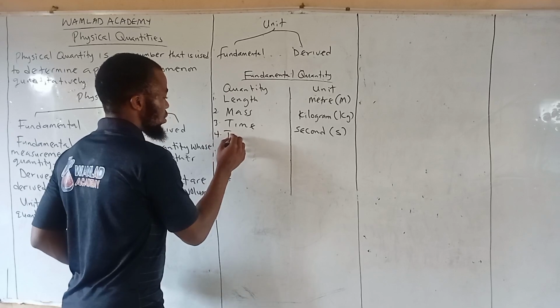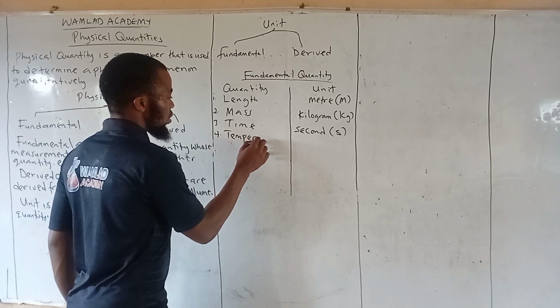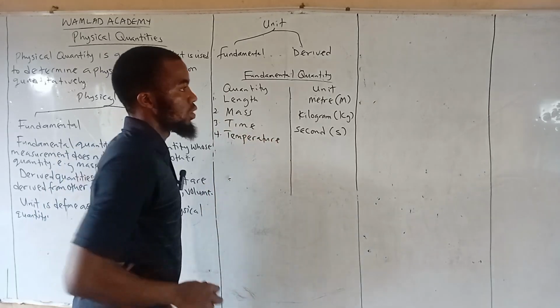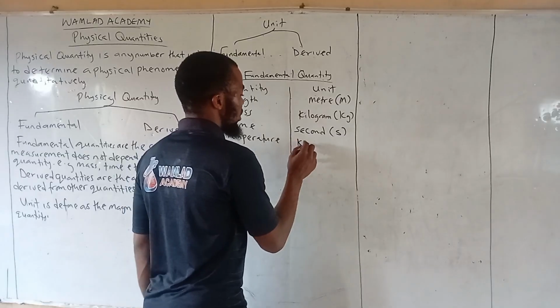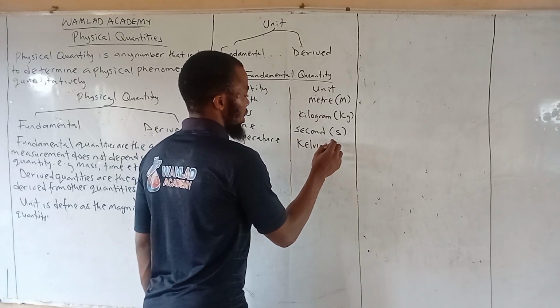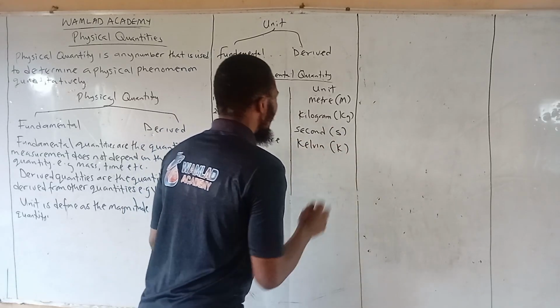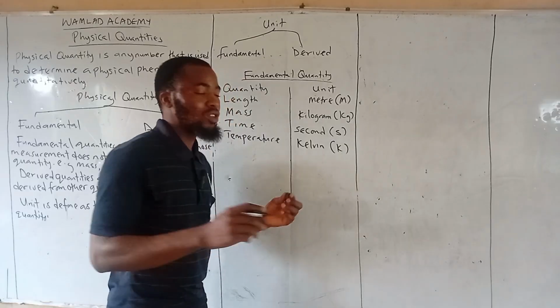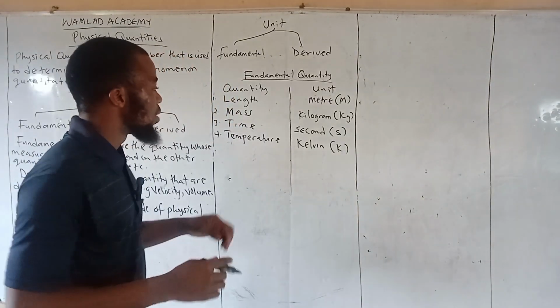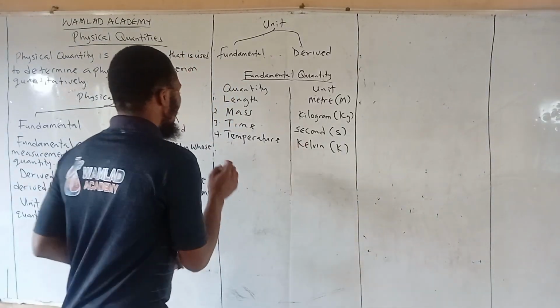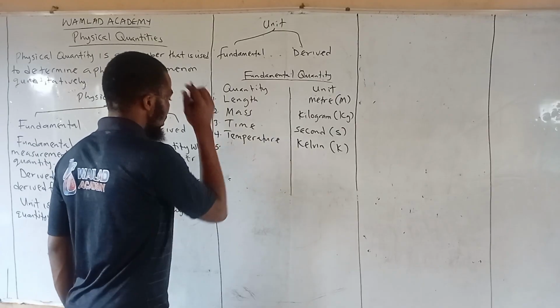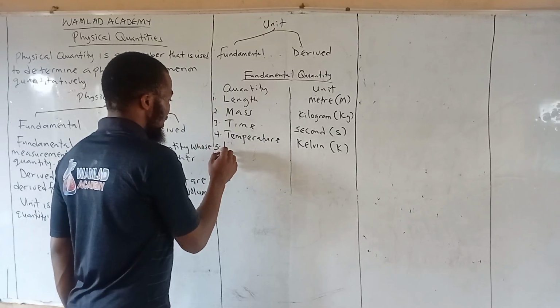We have another one which is temperature. The unit of temperature is Kelvin, which is abbreviated as K. It can also be measured in Celsius or Fahrenheit, but the SI unit is Kelvin. We have another one which is luminous intensity.